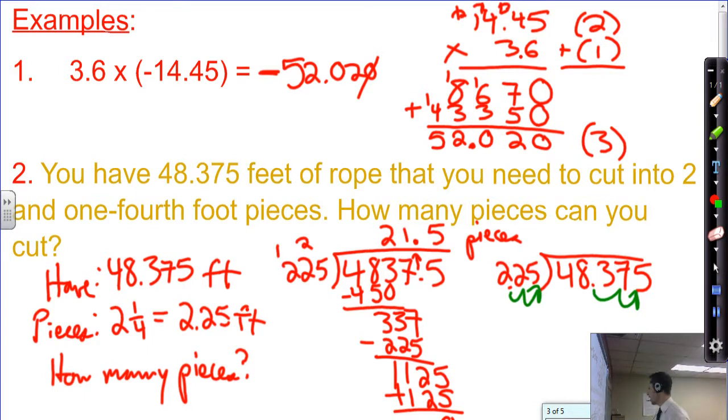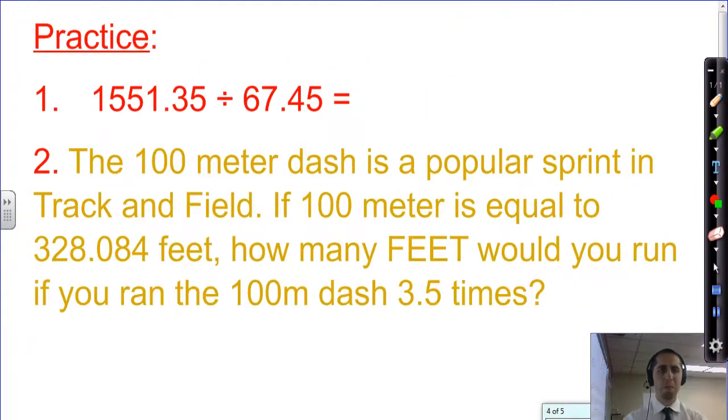You have space. All right, I'm going to leave you with a couple problems to work on your own. First one, 1,551 and 35 hundredths divided by 67 and 45 hundredths. Remember what you need to do when dividing decimals.